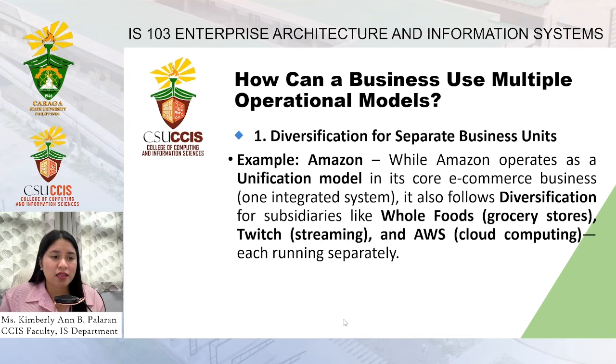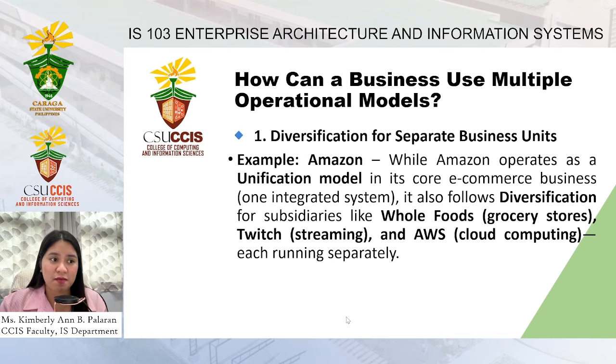Okay, let's take a look at this real-world example. For diversification for separate business units, an example is Amazon. While Amazon operates as a unification model as a whole, in its core e-commerce business with one integrated system, it allows diversification. In what way? For subsidiaries like Whole Foods or the grocery stores, Twitch for streaming, and AWS for cloud computing, each of these is running its operations separately.